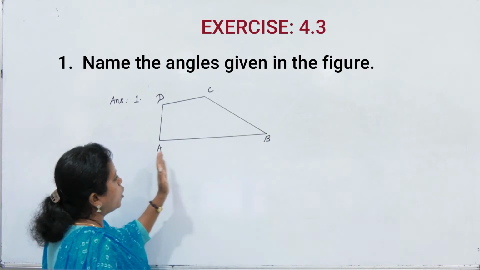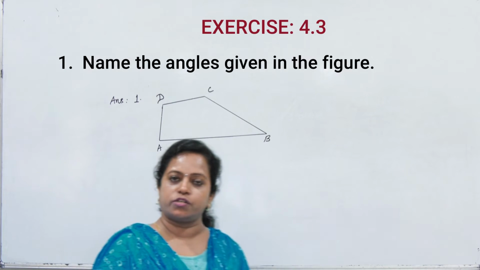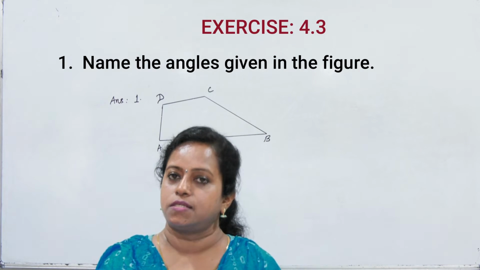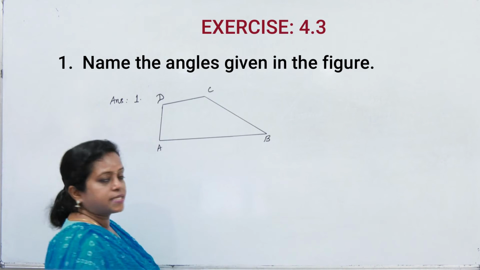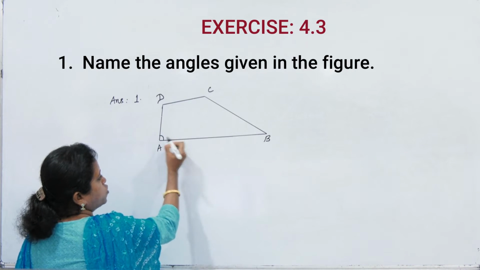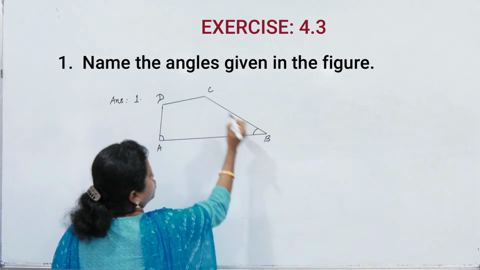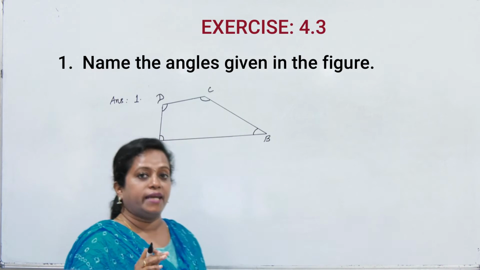And in quadrilateral, how many corners are there? There are 4 corners. And remember what I told you, the number of corners will be equal to the number of angles. So here, how many angles can you identify? You can identify 4 angles. If you want, you can mark them in the figure by using this curve. But here the question is to name the angles.